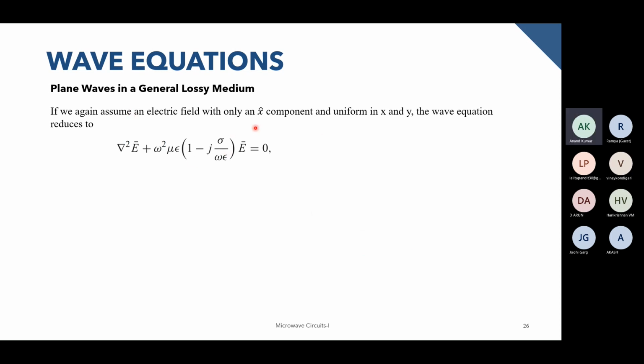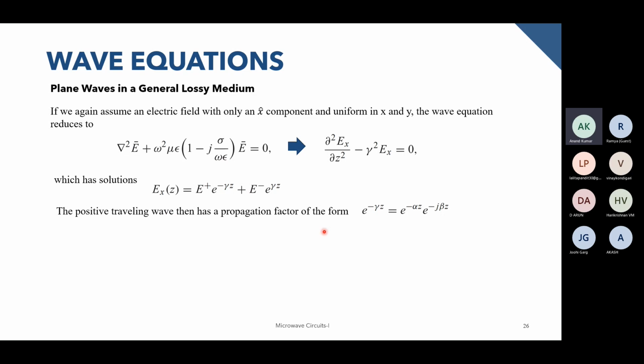Again, if we assume the electric field is only in the x component, like we did in the previous case, the Helmholtz equation will become something very simple like this. Just instead of k over here, we are writing gamma. The only change is over here, and this gamma incorporates the sigma by omega epsilon term. Again, the solution will be given by a similar expression. We already saw this in the previous class.